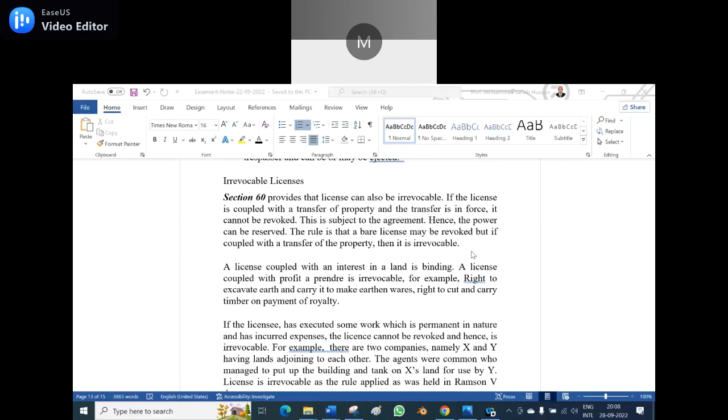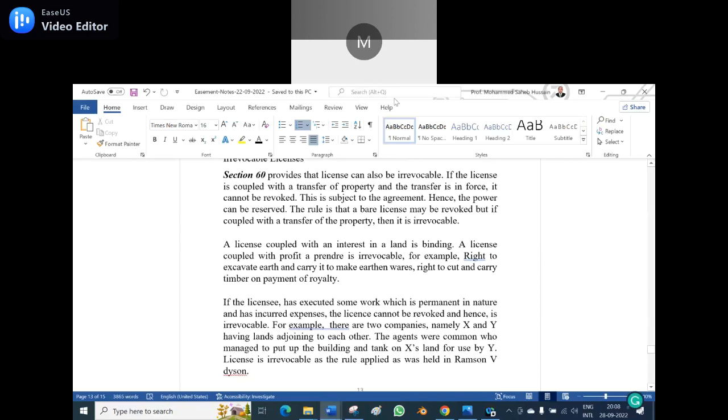And the right to cut. When you give the right to cut the timber, that means you are cutting not only for the sake of cutting, but for the sake of carrying the logs and selling them, with the payment of royalty. So that is the way we can make it out.